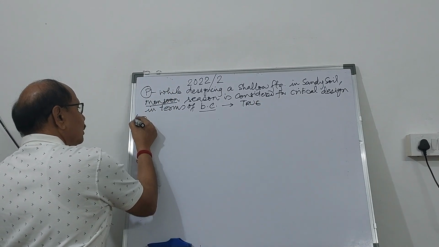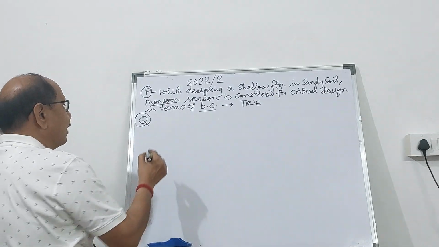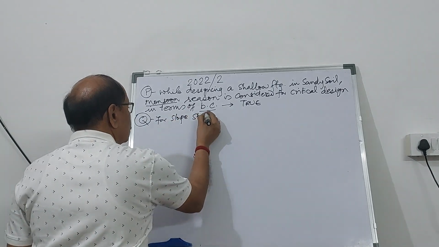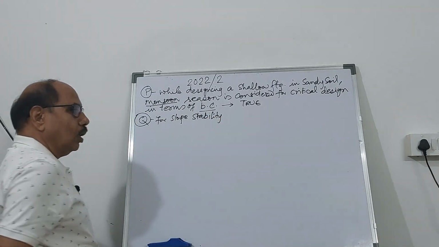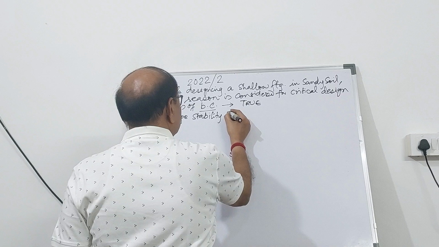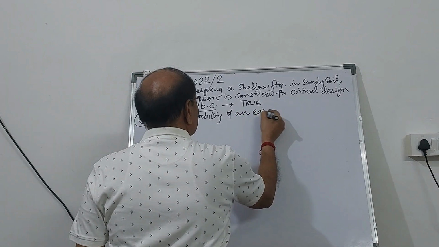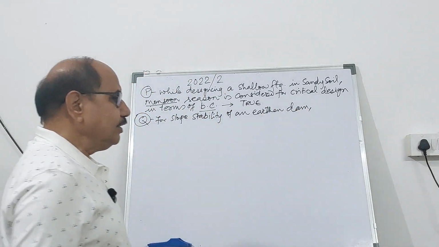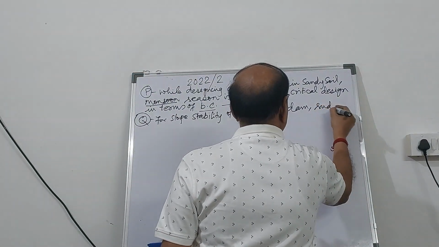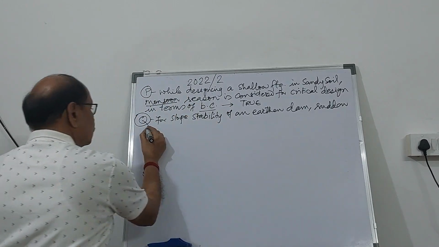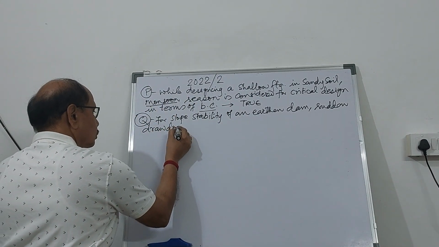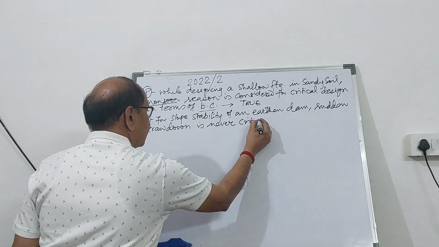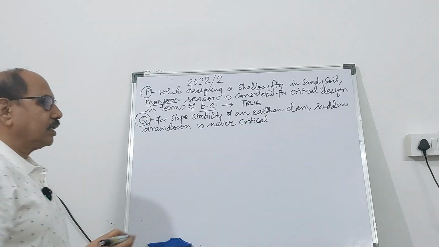Then Q is: for slope stability of an earthen dam, sudden drawdown is never a critical condition.